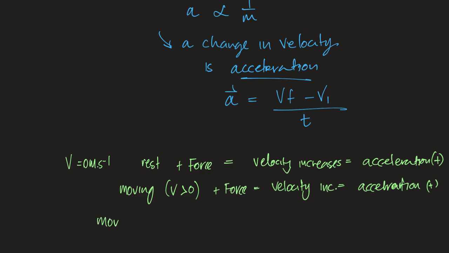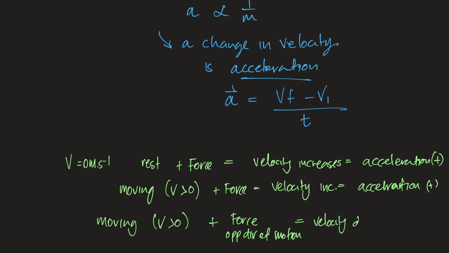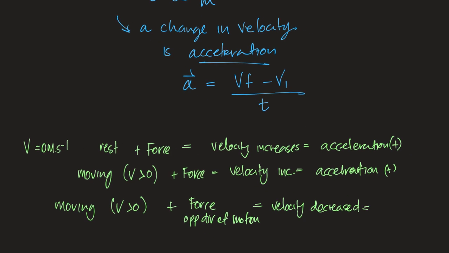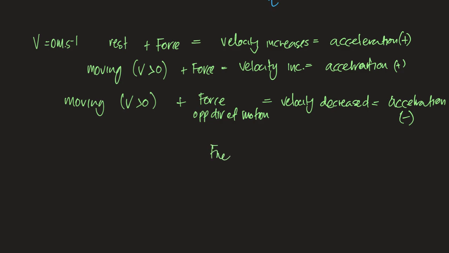The third scenario, let's say I'm moving. Again, my velocity is greater than 0. Plus I add a force in the opposite direction of motion. Then I'm going to have my velocity decreased. And that's going to end up with an acceleration again, which will be a negative value.